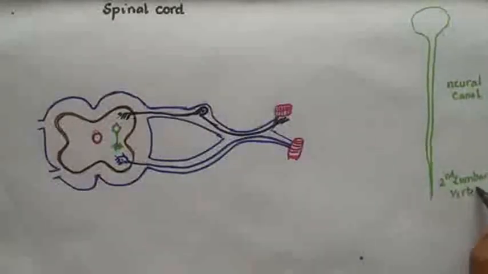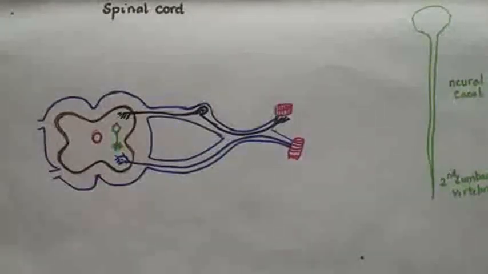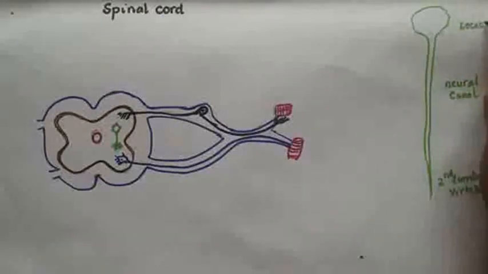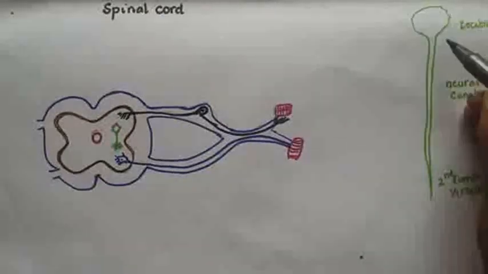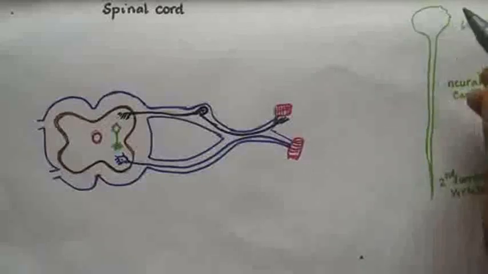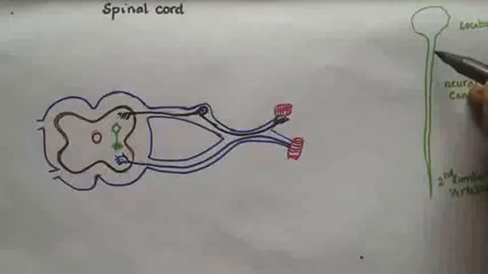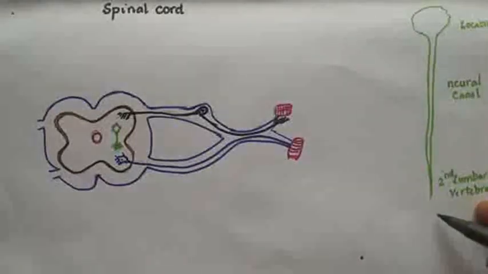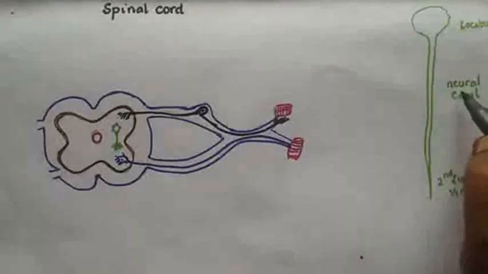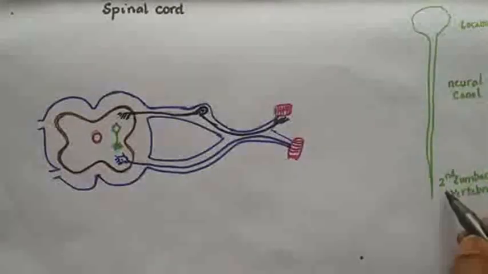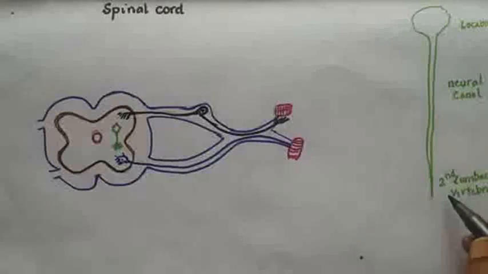Children, so what is the location of the spinal cord? The spinal cord arises from the medulla oblongata of the brain, runs the whole length of the vertebral column or the backbone, passing through the passage known as the neural canal, and it ends at the second lumbar vertebrae.